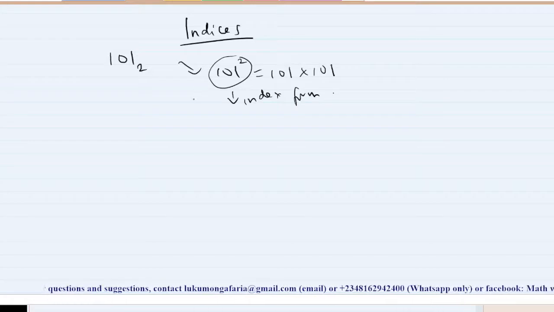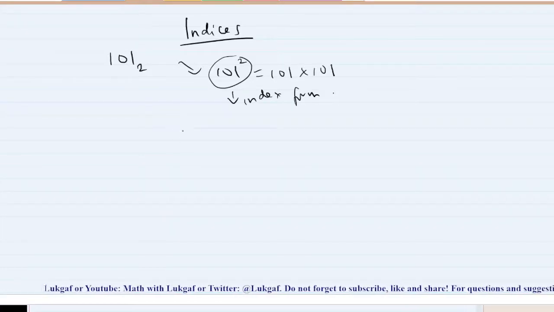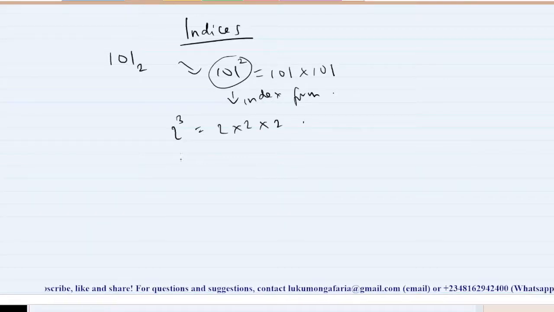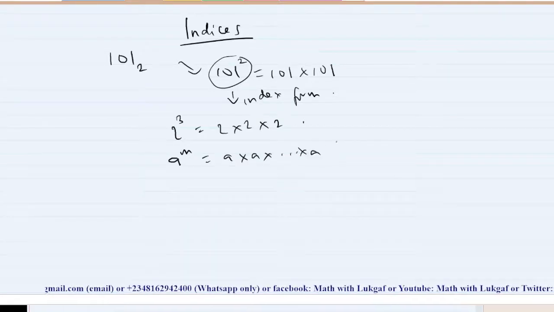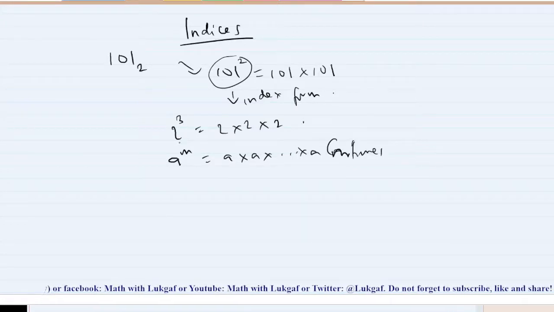You understand? That is, when we say a number is in index form, it means you are going to multiply the number by itself, according to the number of the index. So for example, if I have 2 raised to 3, it means I'm going to multiply 2 by itself 3 times. Likewise, in general, if I have a raised to m, then I'm going to multiply a by itself m times. So when you have such a number, we say it is in index form.